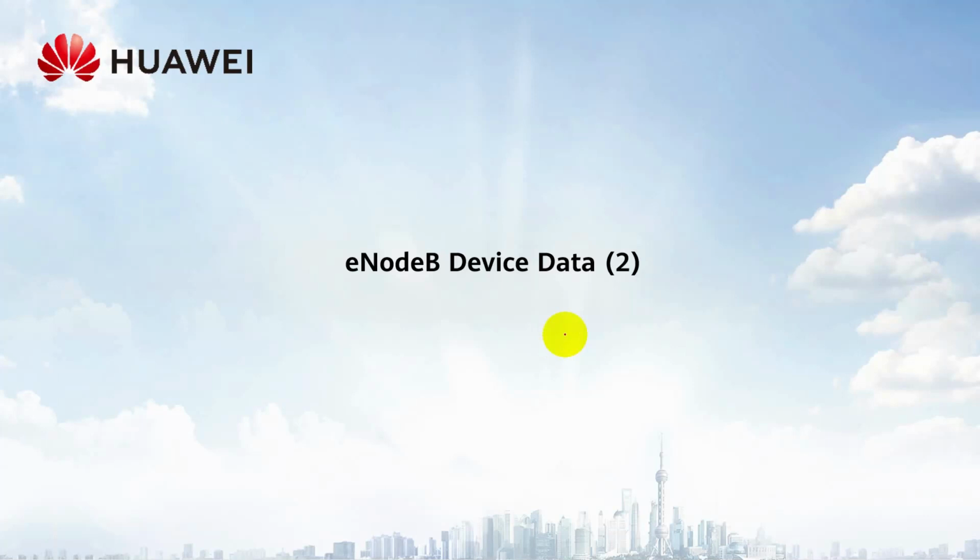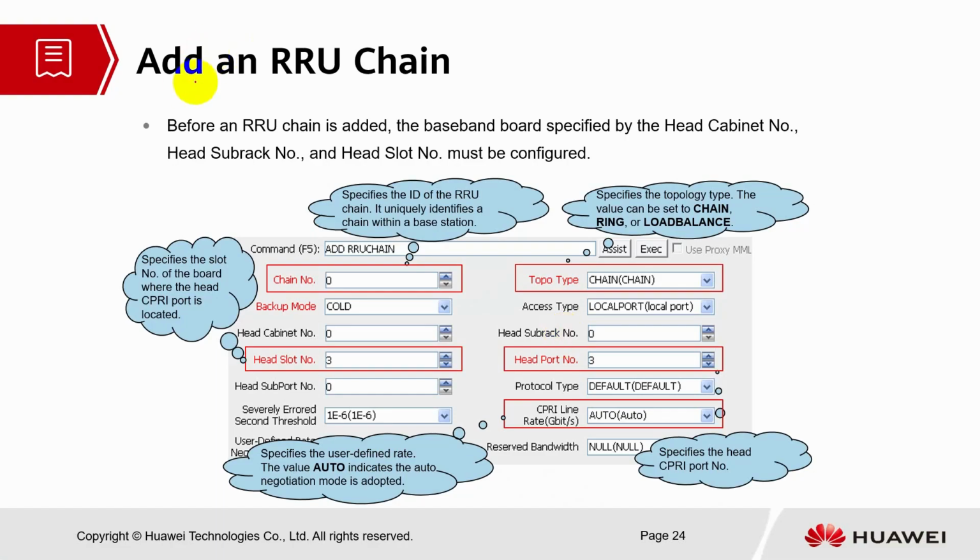Discuss about the content, eNodeB device data part 3. So let's look into how to add an RRU chain. Before an RRU chain is added, the baseband board specified by the head cabinet number, head subrack number and head slot number must be configured. So we have the chain number here.